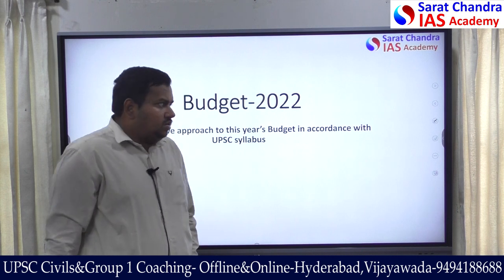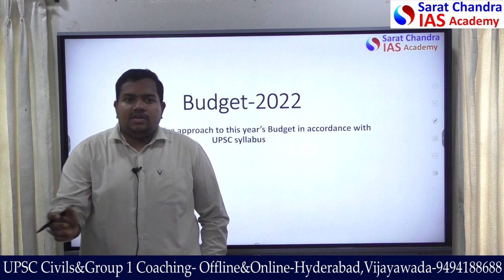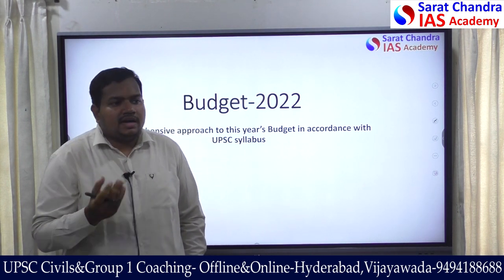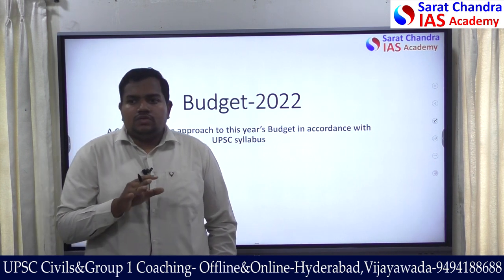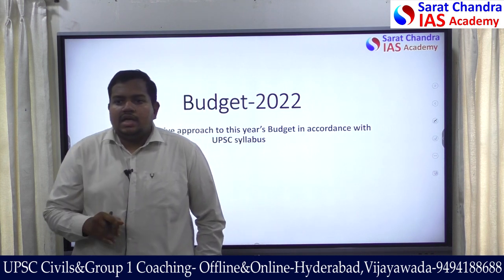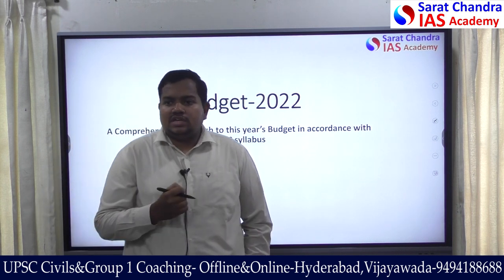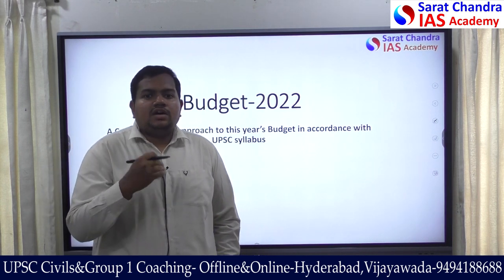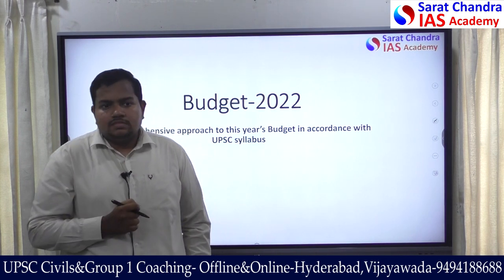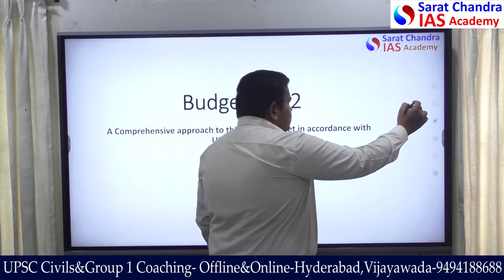Fine. And the budget we are going to discuss in some themes. I have divided the total budget into themes like agriculture, external sector, banking and finance, like that. So we are going to do the budget theme-wise. We are going to take each theme, for example, agriculture. What are the new schemes or initiatives that have been introduced in this year's budget with respect to agriculture? According to that new scheme, how is it important for prelims? How is it important for mains? Both aspects we are going to deal with.